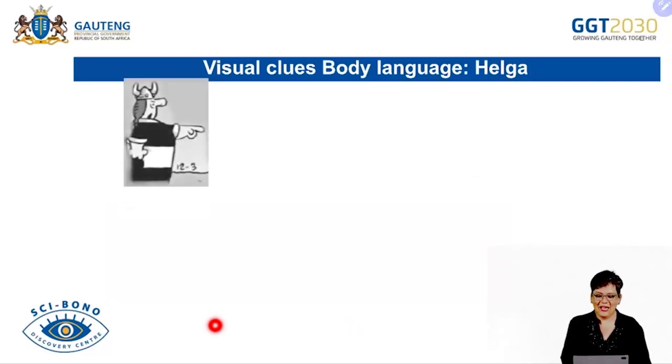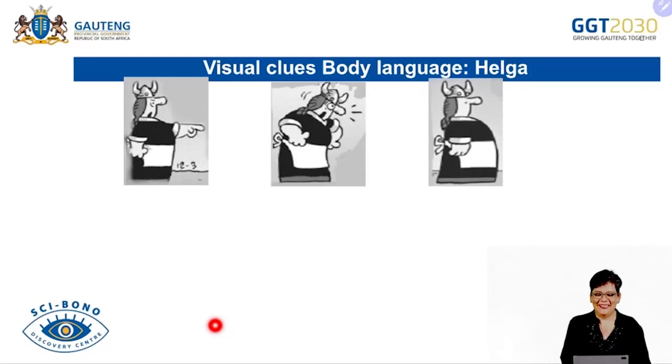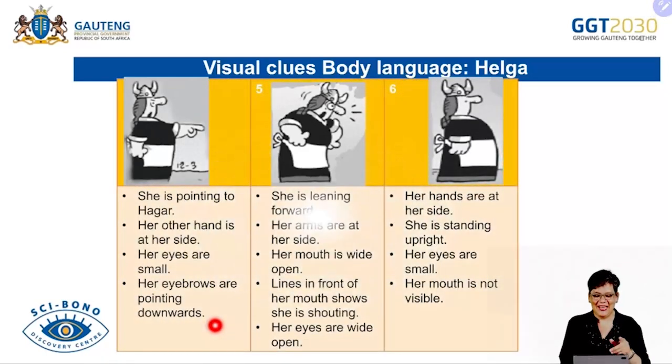Now, let's go to frames 4, 5, and 6. And if you put them like this, it's really amazing to see this. Now, in frame 4, she's pointing at him. Her other hand is at her side. Eyes are small. Can you see her eyebrows are pointing downwards? And that shows us that she's getting really angry now. You know, frustration is building up.